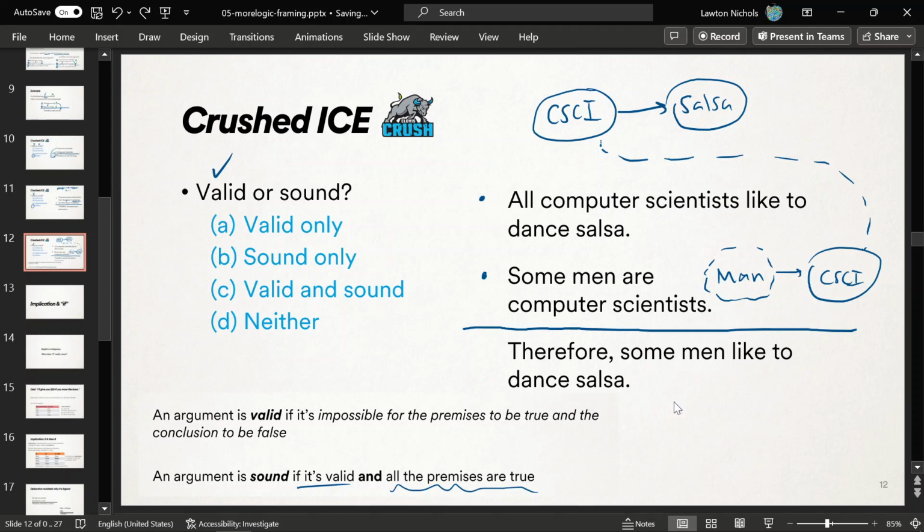So it's totally valid. And now the question is, is it sound? Usually when you see the word "all," probably not. So do all computer scientists like to dance salsa? Unfortunately not. So that is not true. Some men are computer scientists though, so that is a true statement. But because one of those premises is false, that means it cannot be sound. So A is the answer. Does that make sense to us? That's how you do it. Any questions about that before I move on to something else?